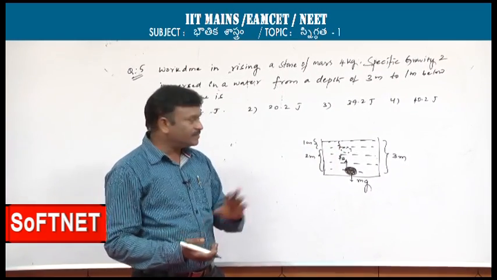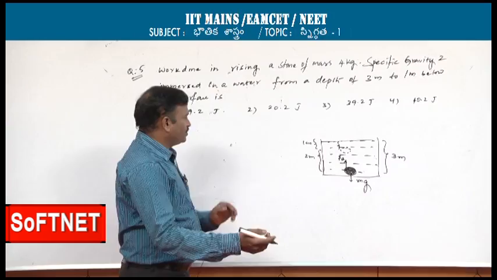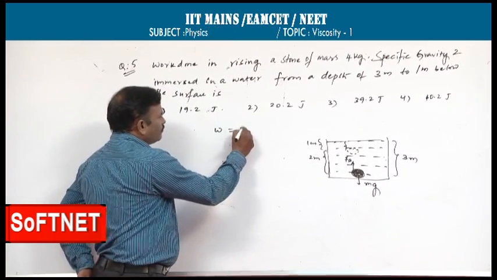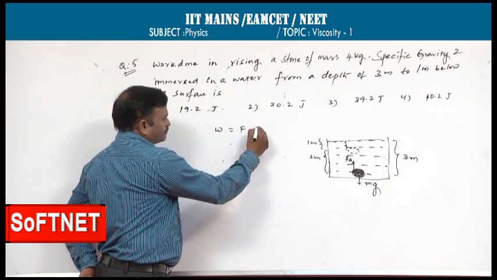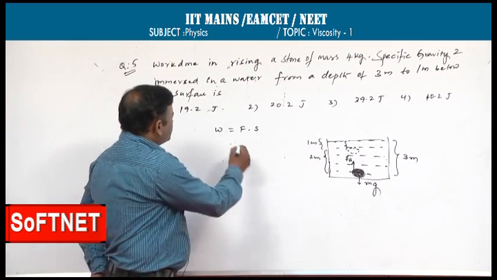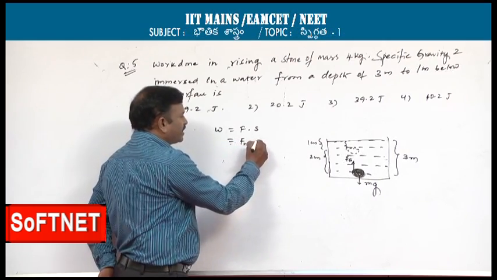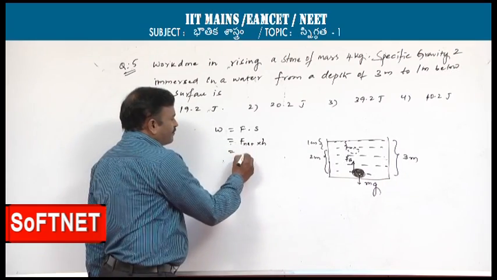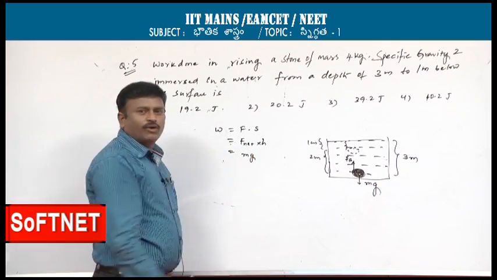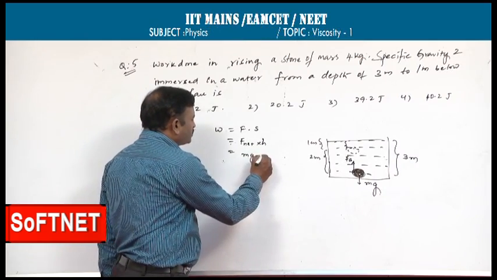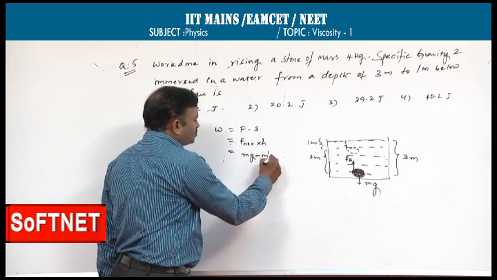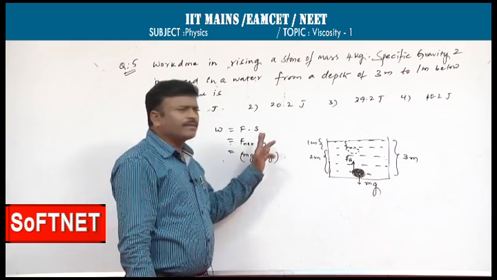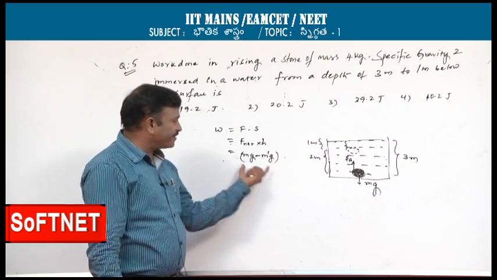That is the question. It is very important for competitive exams. How to do this? The work done is equal to, we know, force into displacement. Force is the net force; we need to take the net force into displacement h. The weight mg is acting downward and the buoyancy force m dash g is acting upwards. The net force is downward weight minus upward buoyancy force.